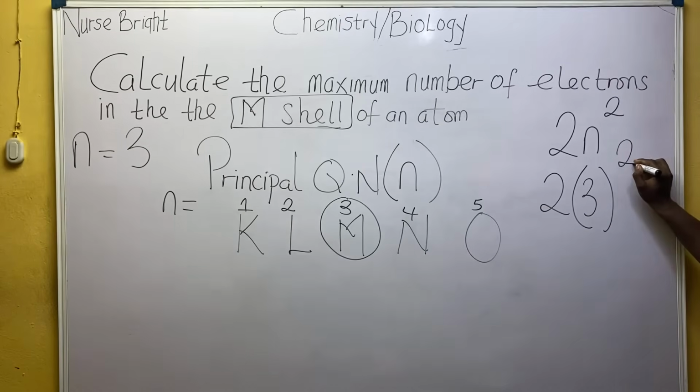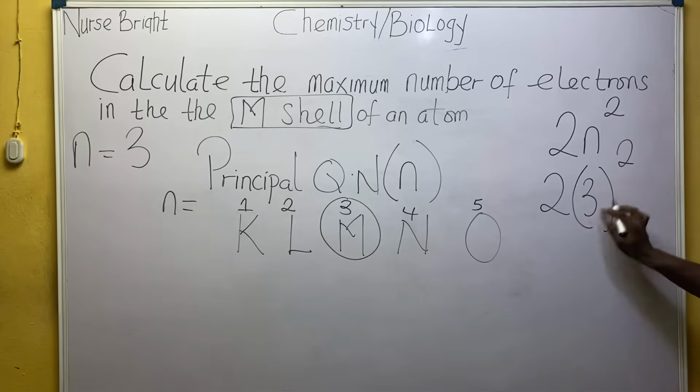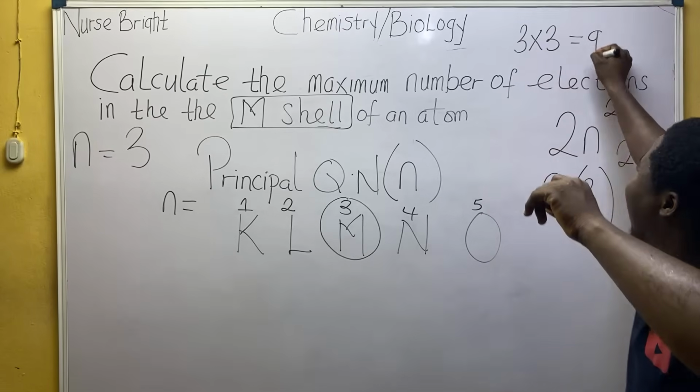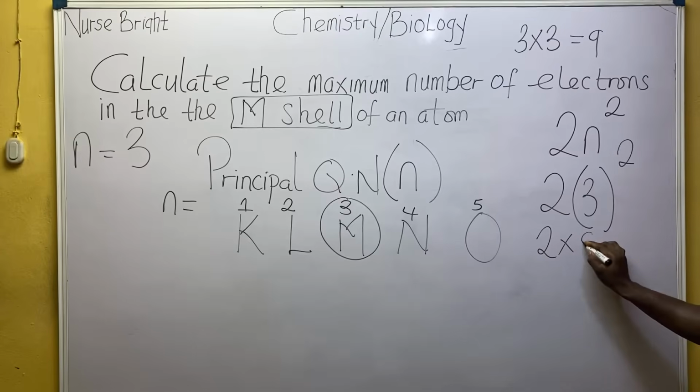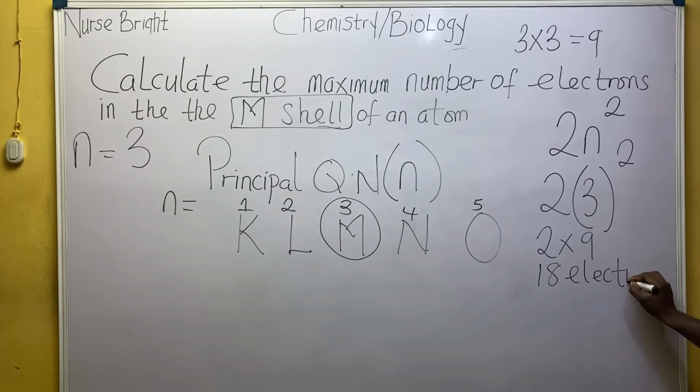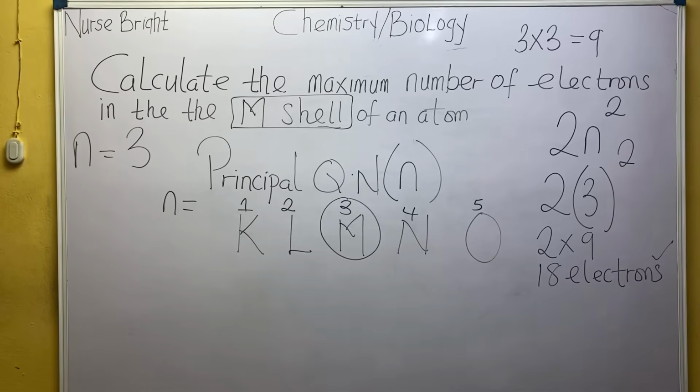Are you there? All squared. Solve your bracket. So 3 squared, meaning 3 times 3, that is 9. So here becomes 2 times your 9. That is 18. So altogether, in your options, you can look for 18. That is your answer. To determine the maximum number of electrons in the M shell, the answer is 18.